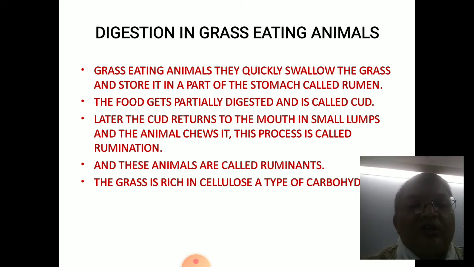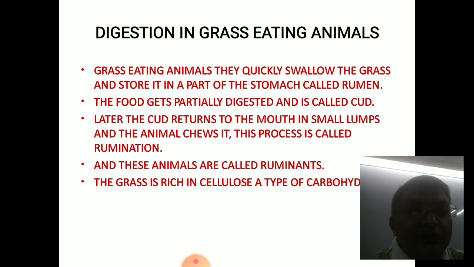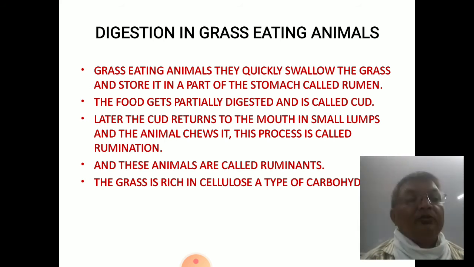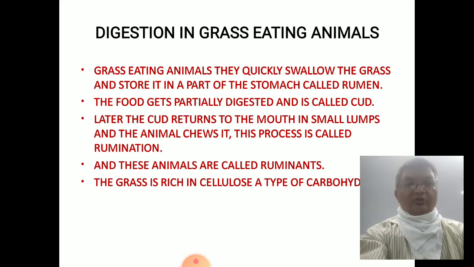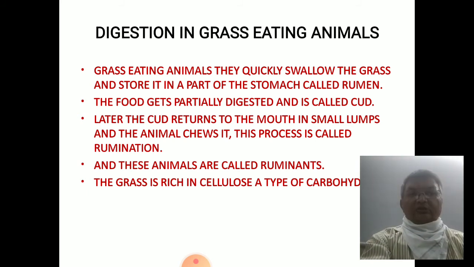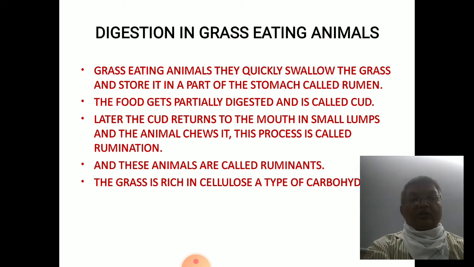So students, remember this, grass is a source of carbohydrate. In grass there is cellulose, and cellulose is a source of carbohydrate. So no doubt about it that grass contains carbohydrate.